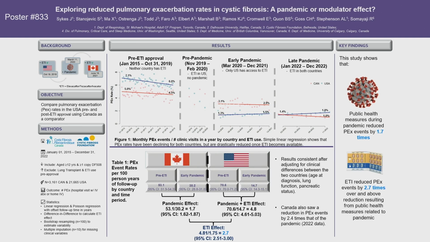And we were able to tease it out so that there was a reduction from public health measures, hand hygiene, masking, all that sort of stuff, but there was over and above an increase in reduction from ETI over and above the pandemic health measures. And I encourage people to visit the poster to get more details on that if you're interested.